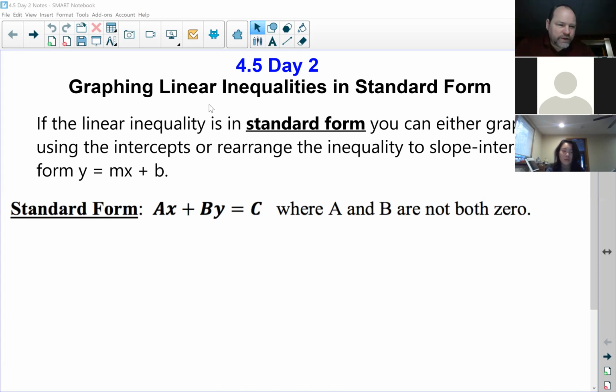So just a quick definition. Standard form is the form ax plus by equals c, where both a and b cannot be 0. Because if they were both 0, then we'd have c equals 0, and we wouldn't have any variables, so we wouldn't have a line at all.